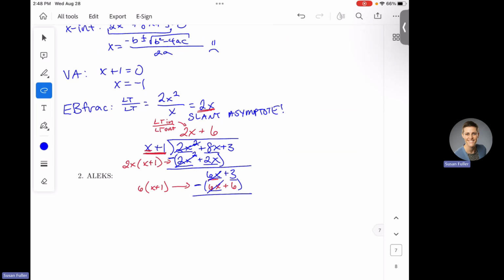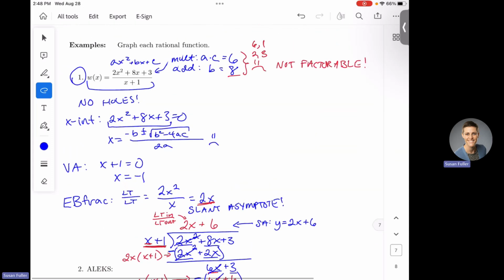3 minus 6 gives me a -3. And -3, my leading term inside, over x, my leading term outside, that's not a whole number. We are done, which means my slant asymptote has the equation y equals 2x plus 6.